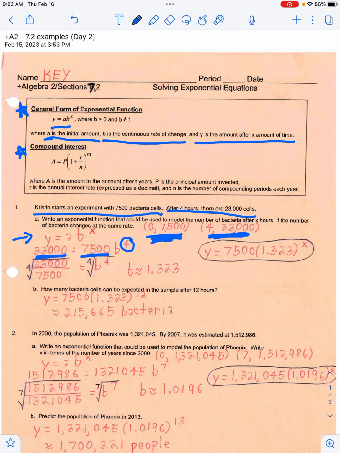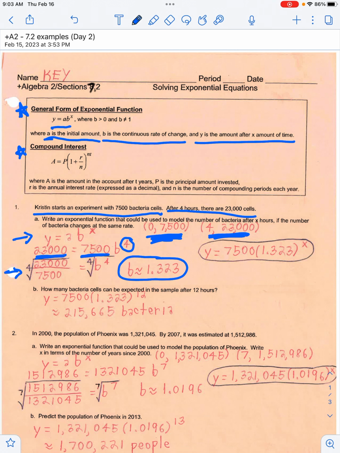Of course, now we have an equation we can solve by dividing both sides by 7,500 in the next line. And that gives us 23,000 over 7,500 equals b to the fourth. And then, of course, we can take the fourth root of both sides. We want to use as exact an amount as possible, so we don't want to approximate by dividing 23,000 by 7,500 and rounding. We want to let our calculator do that, and then we can take the fourth root of that quotient, and that, of course, right here is about 1.323.